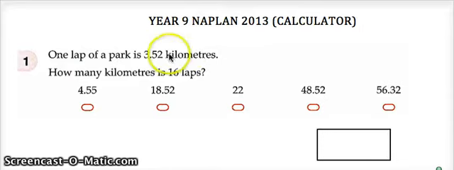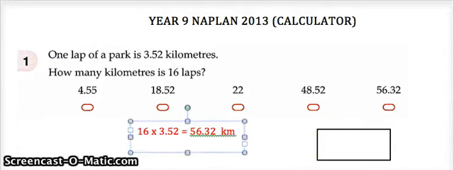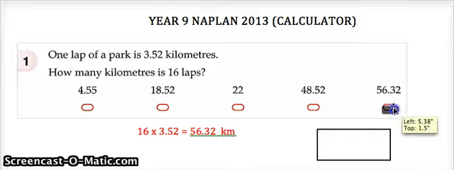Okay, so one lap of the park is 3.52 kilometres. Pretend this is my park. So it's 3.52 kilometres all the way around the park once. That's the perimeter of the park. How many kilometres is 16 laps? Well, it would be 16 times 3.52, which is 56.32 kilometres.